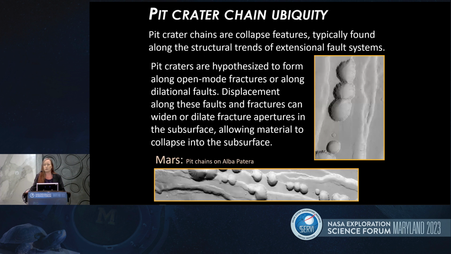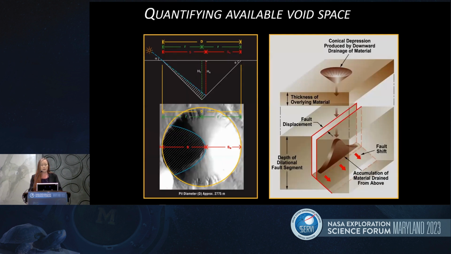Pit crater chains are collapse features that are typically found along structural trends of extensional fault systems. So you see these in long chains. Now, they're hypothesized to form along either open mode fractures that are just opening up, or along dilational faults, which are similar, but they're dilating open. As these faults move, these faults and fractures can widen or dilate, and then the overlying material collapses into them. But because we know that that's likely the formation, these pits themselves actually give us a lot of information about what's going on in the subsurface.